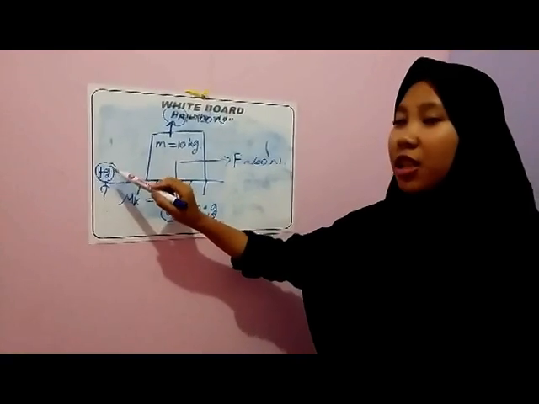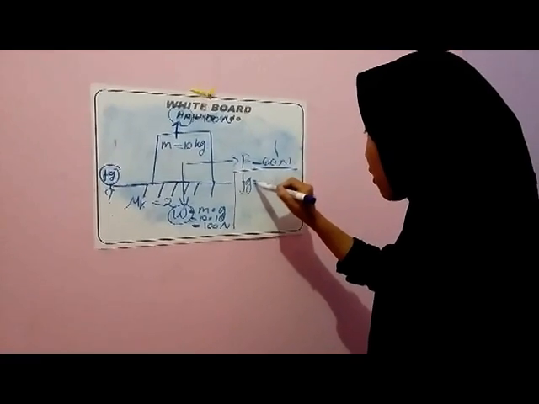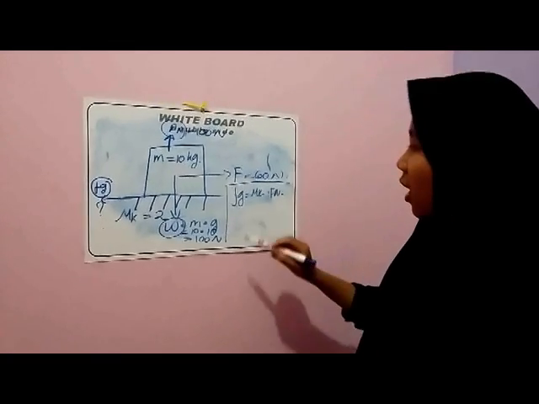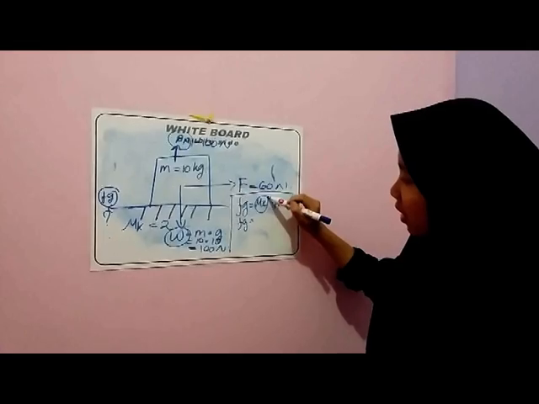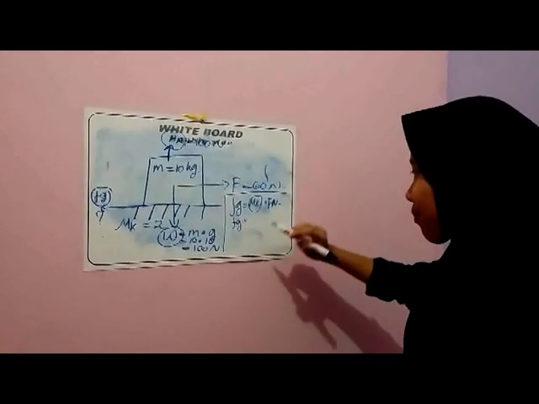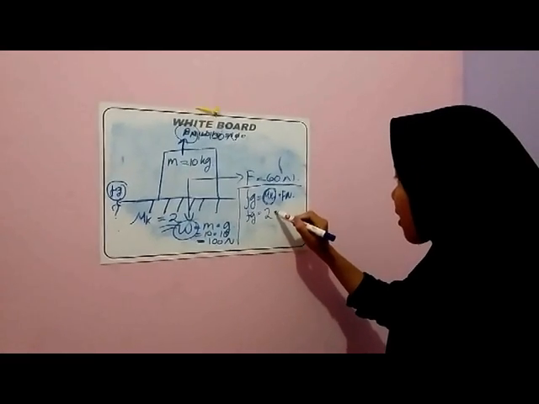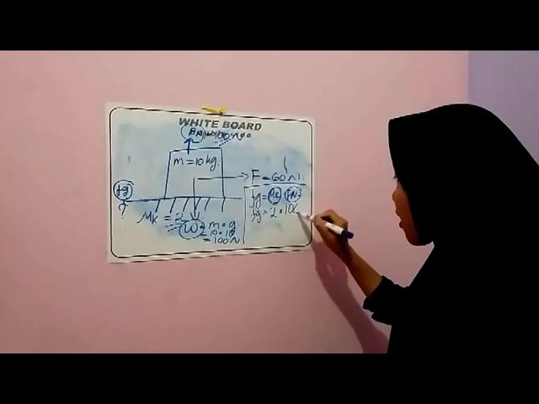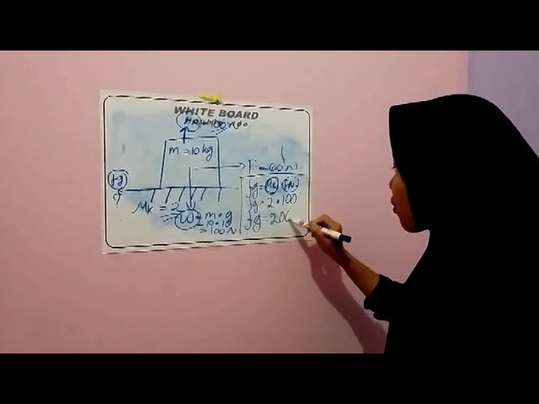Again, find the friction with the formula: friction is equal to mu k times normal force. Mu k is equal to 2 times normal force, which is equal to 100. So friction is equal to 200 N.